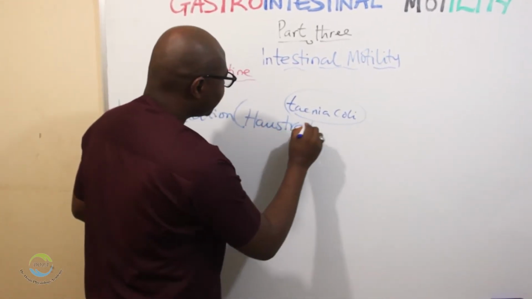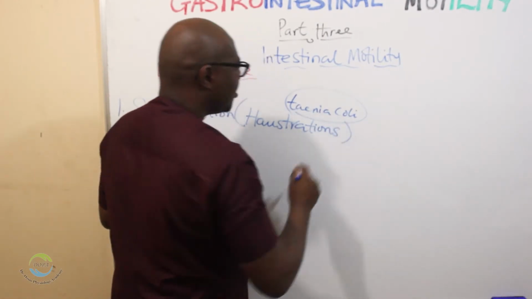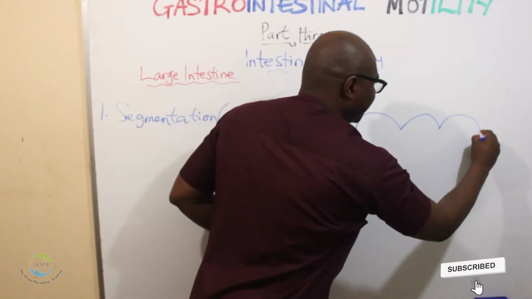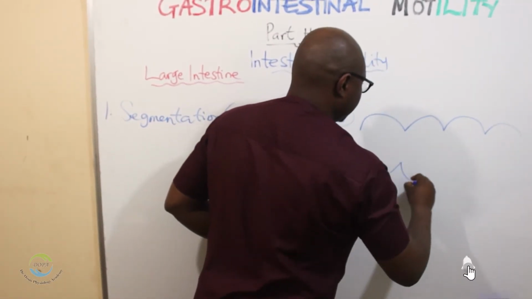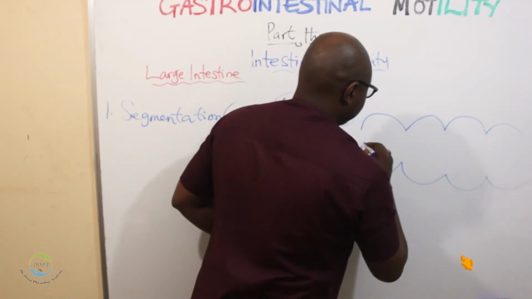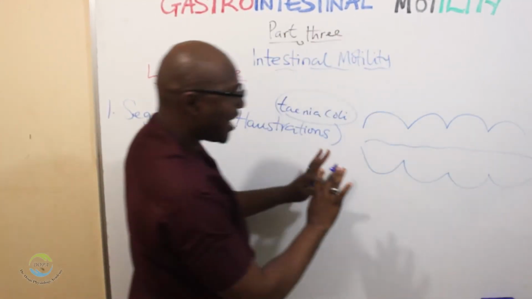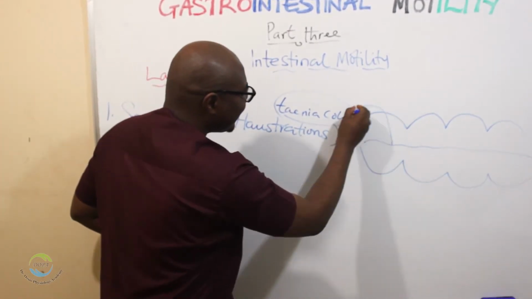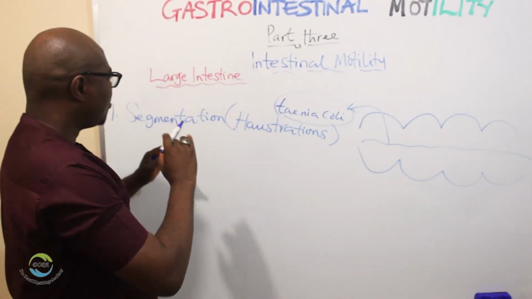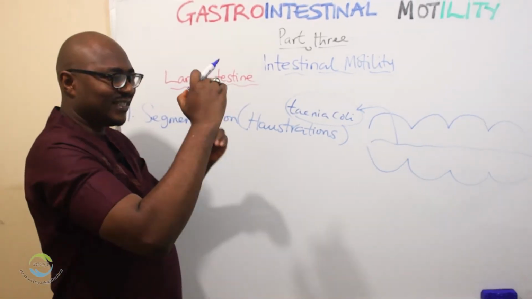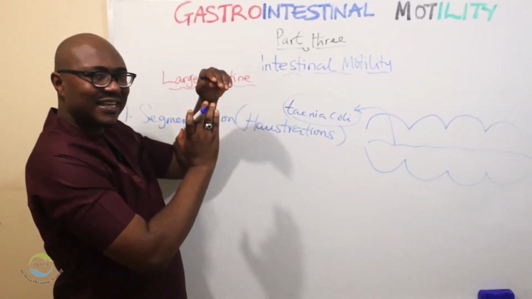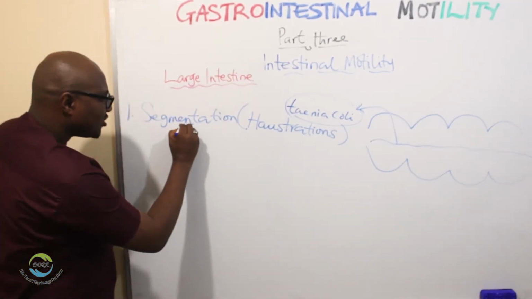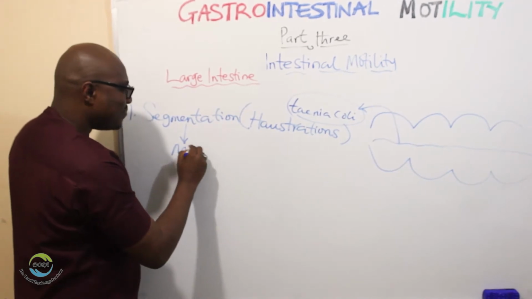Segmentation contractions are called haustrations because of the shape. This is how the large intestine looks. Pardon my drawing. So this is the taenia coli. It's similar: it divides it into segments: contracted area, relaxed, contracted like that. So this segmentation reaction is also for mixing.